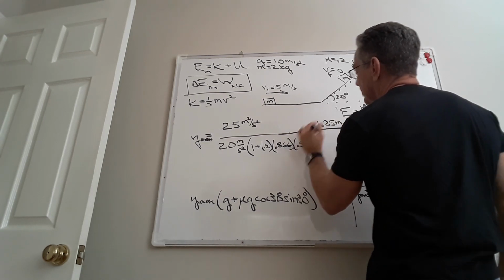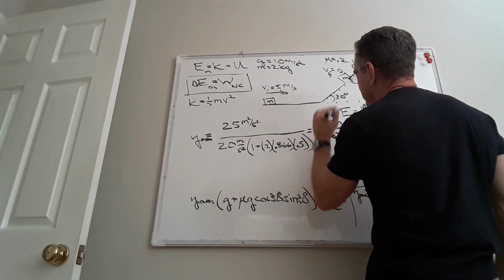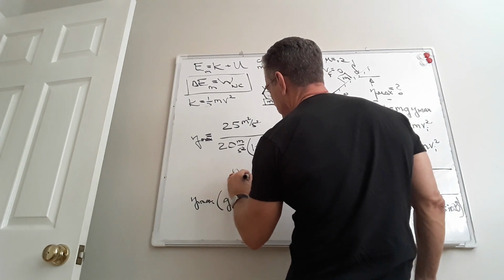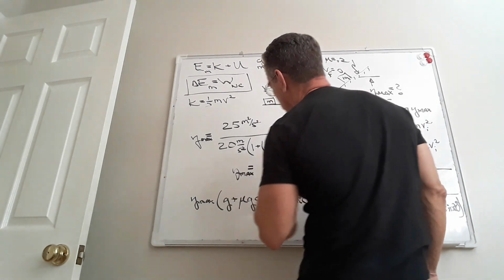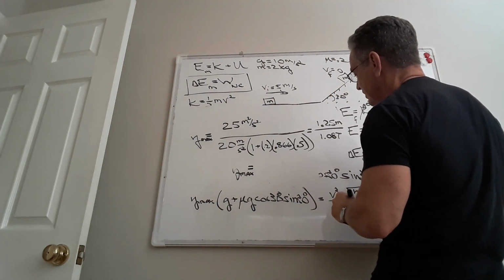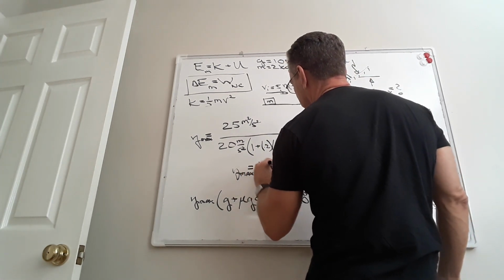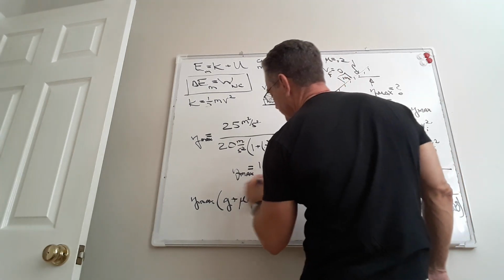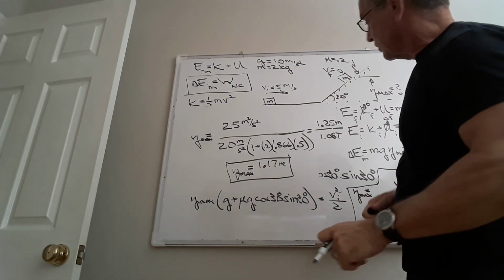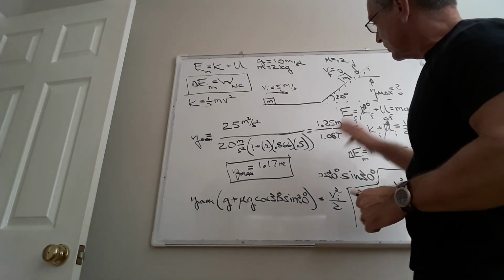meters. Divide that by 1.0866, say 1.087. So Y max will be equal to 1.25 divided by 1.087, which is going to be about 1.17 meters. So that's how high this block should rise vertically up this surface with a friction on it at this angle of 30 degrees.